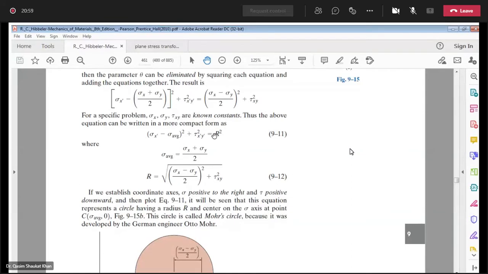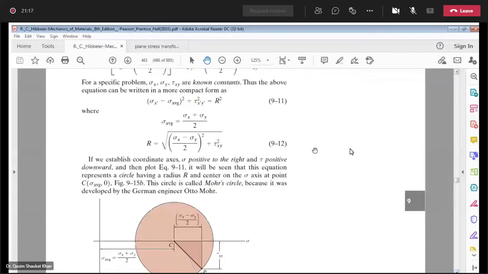Now average stress is sigma x plus sigma y over 2, and the radius or the resultant is under root sigma x minus sigma y over 2 squared plus tau xy squared. This is the basic equation of the Mohr circle, which has been numbered as equation 11.